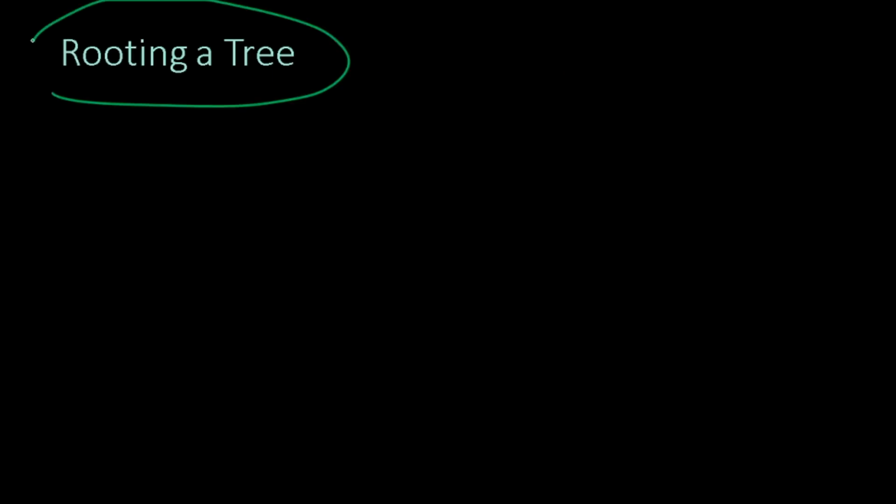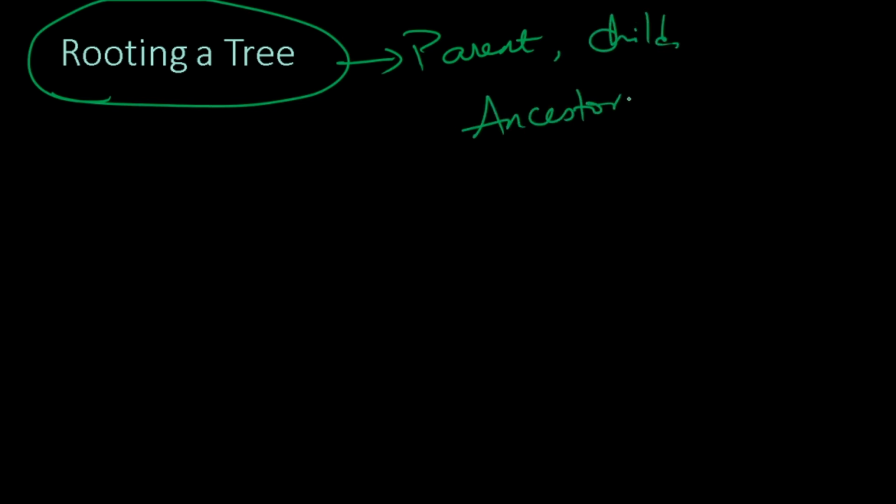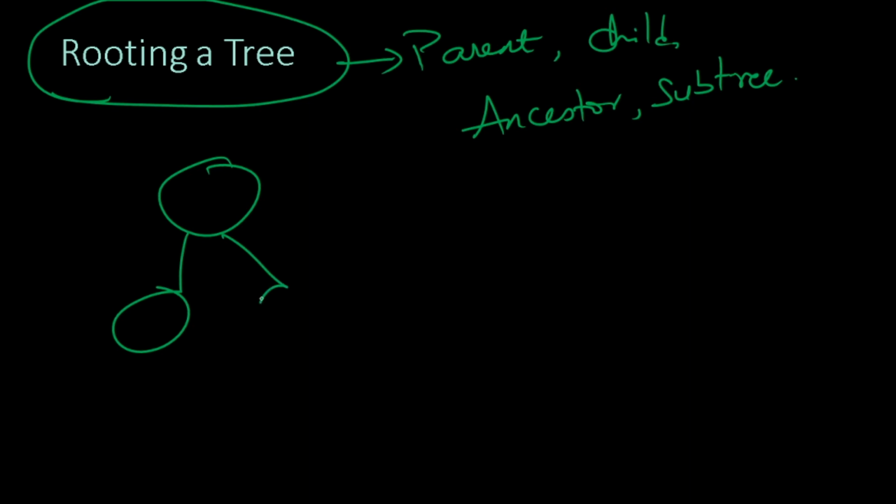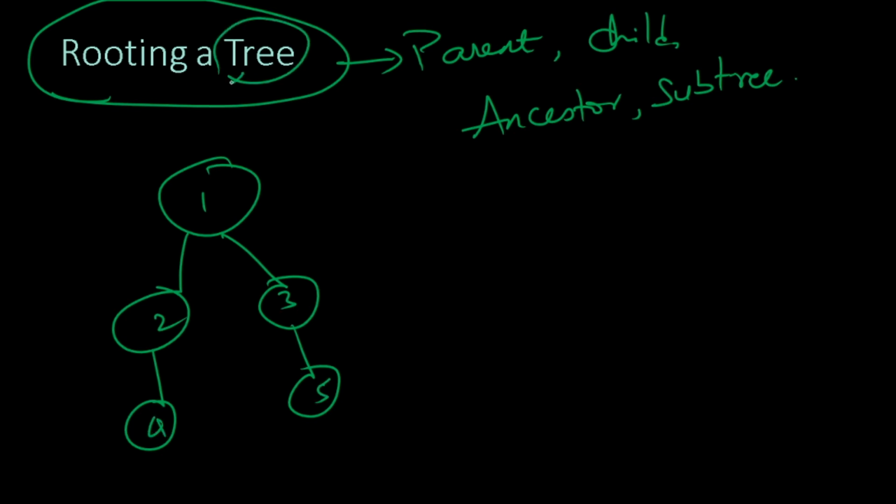Okay. So rooting a tree. What does rooting a tree mean? It means simply we are defining parent, child, ancestor, subtree. All these relationships are well defined. What does that mean? First, you look at this whole thing as a graph: 1, 2, 3, 4 and 5. Is this a tree? Yes, it's a tree.